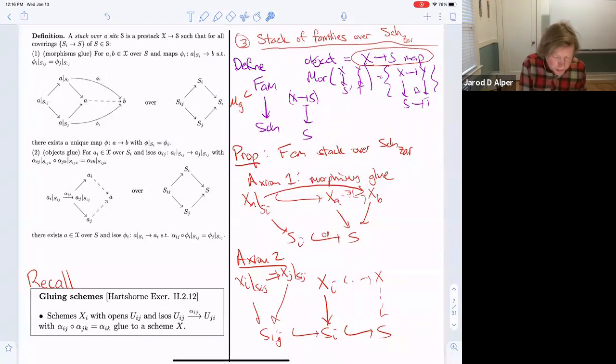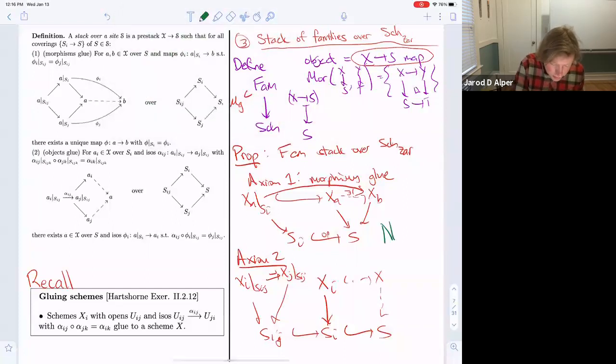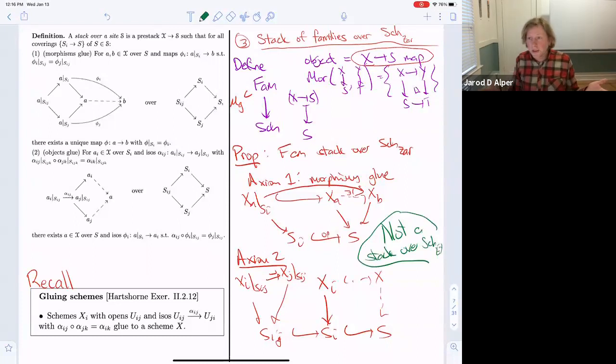So this is a stack over the big Zariski site, and maybe I should emphasize that it's not a stack over the big étale topology. This is because we can only glue schemes in the Zariski topology. A scheme is, by definition, gluing affine schemes in the Zariski topology. In order to get a stack over the big étale topology, we'll need to glue schemes in the étale topology, and then we'll have to work with algebraic spaces. So if you just replace X here with an algebraic space, then it will turn out to be a stack. But we'll see that later.